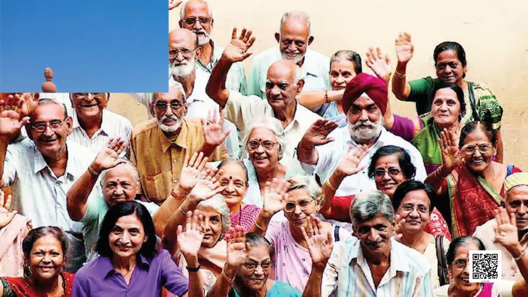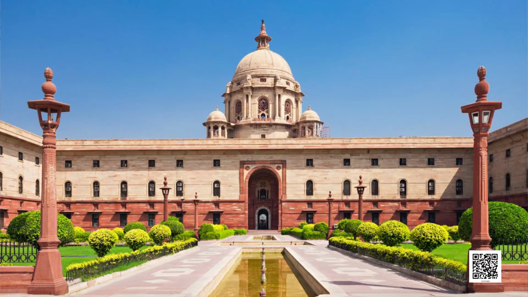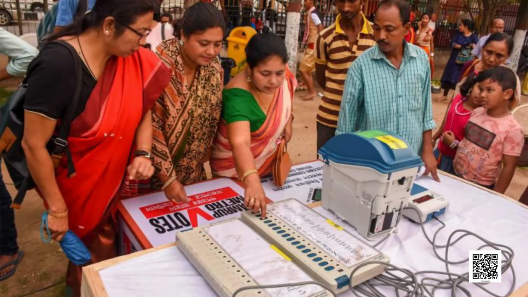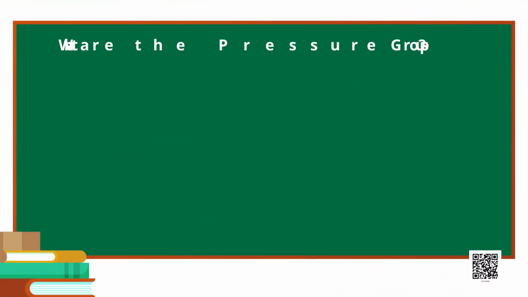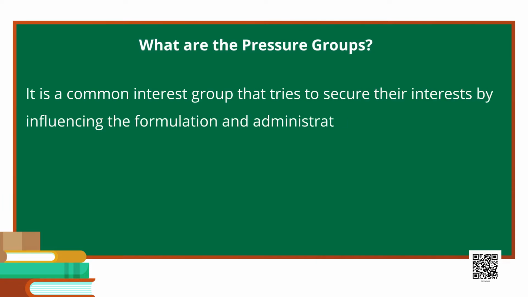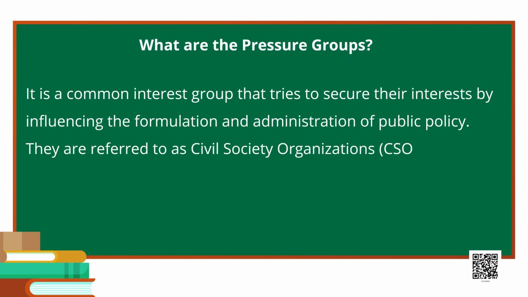They are a vital link between the government and the governed, and they keep governments more responsive to the wishes of the community, especially in between elections. So let's find out what are pressure groups. It is a common interest group that tries to secure their interest by influencing the formulation and administration of public policy. They are referred to as civil society organizations, easily known as CSOs.